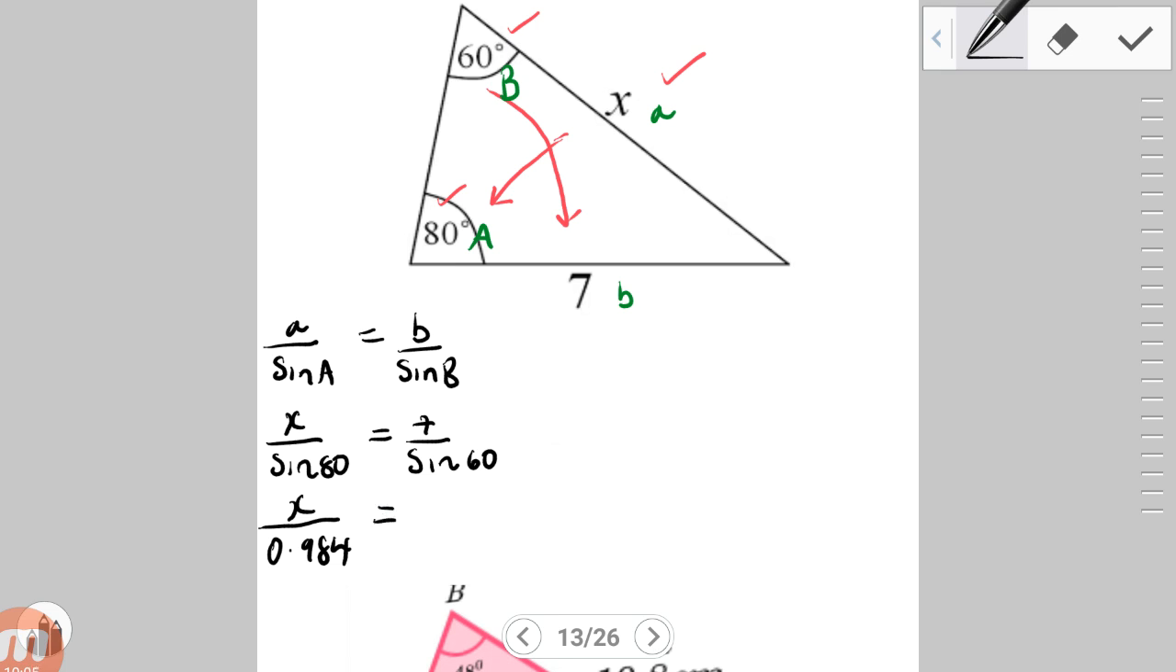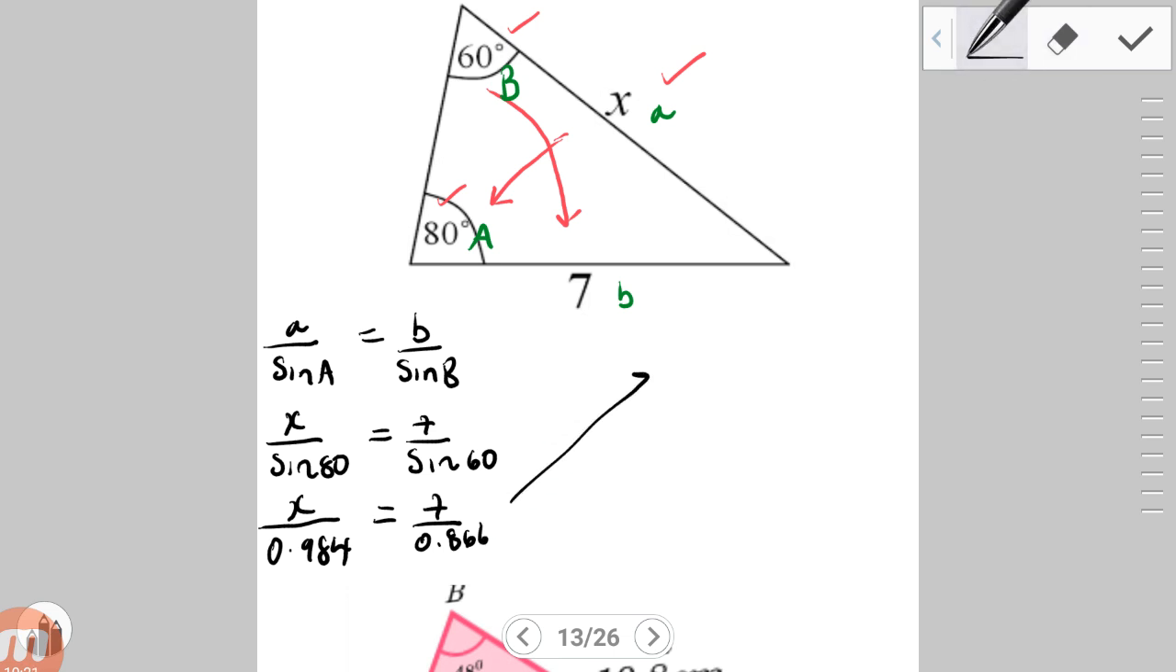and that's equal to 7 divided by, well, pardon me, let's just find the sine of 60 first. Let's take it a step at a time, guys. That's 7 divided by 0.8660. Or 0.86 is fine.